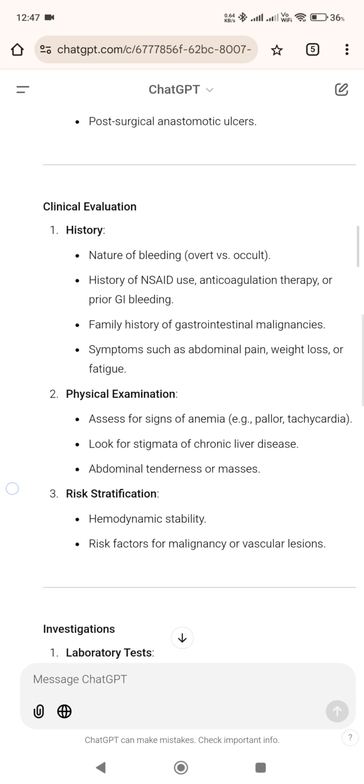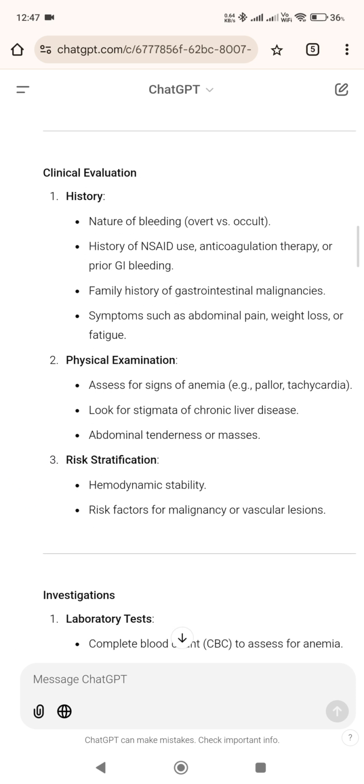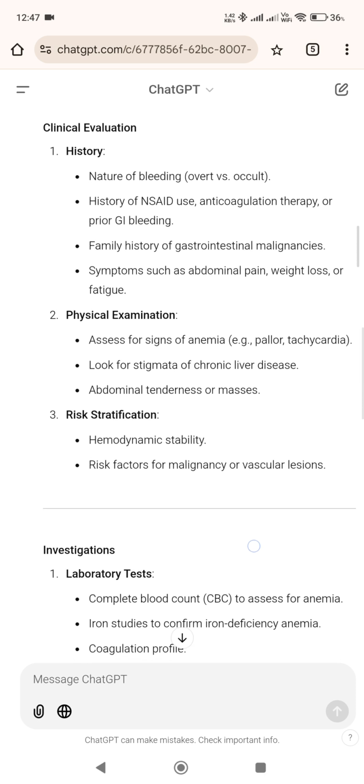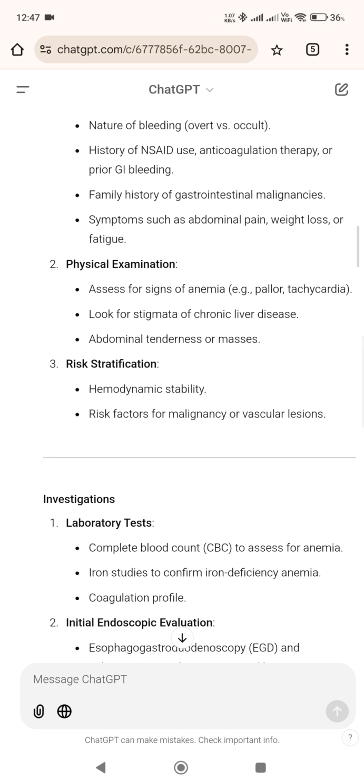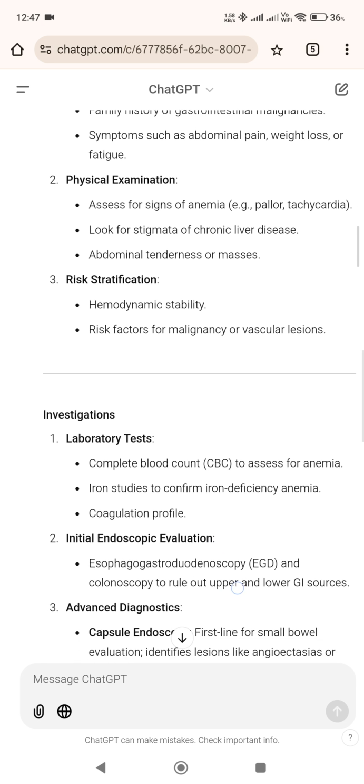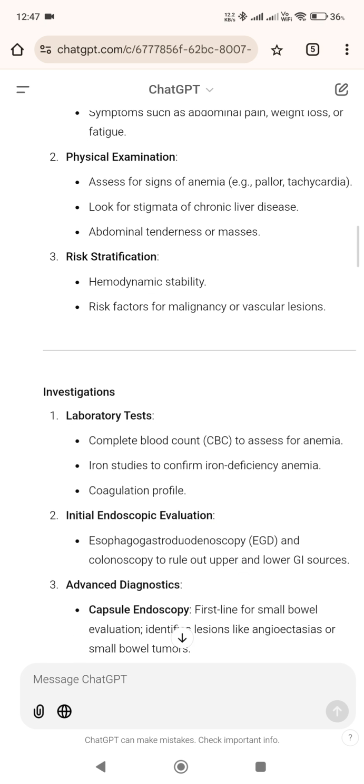Clinical evaluation. 1. History, nature of bleeding, overt versus occult, history of NSAID use, anticoagulation therapy, or prior GI bleeding. Family history of gastrointestinal malignancies, symptoms such as abdominal pain, weight loss, or fatigue. 2. Physical examination. Assess for signs of anemia, e.g. pallor, tachycardia. Look for stigmata of chronic liver disease, abdominal tenderness or masses. 3. Risk stratification. Hemodynamic stability. Risk factors for malignancy or vascular lesions.